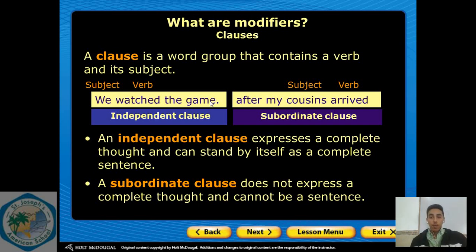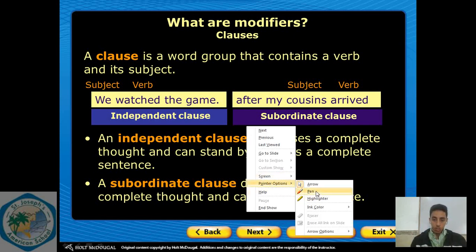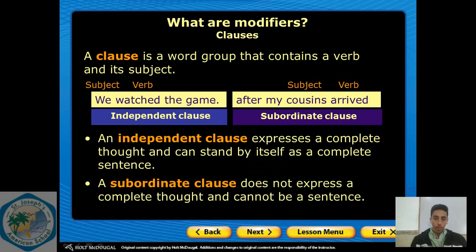We will not understand anything if we just leave it alone. Imagine that we only have this clause: "After my cousins arrived," and then you put a full stop. You won't understand anything. That's why it's called a dependent clause. It depends on another main clause, or independent clause. So please take notes and write down the difference between dependent and independent clauses.